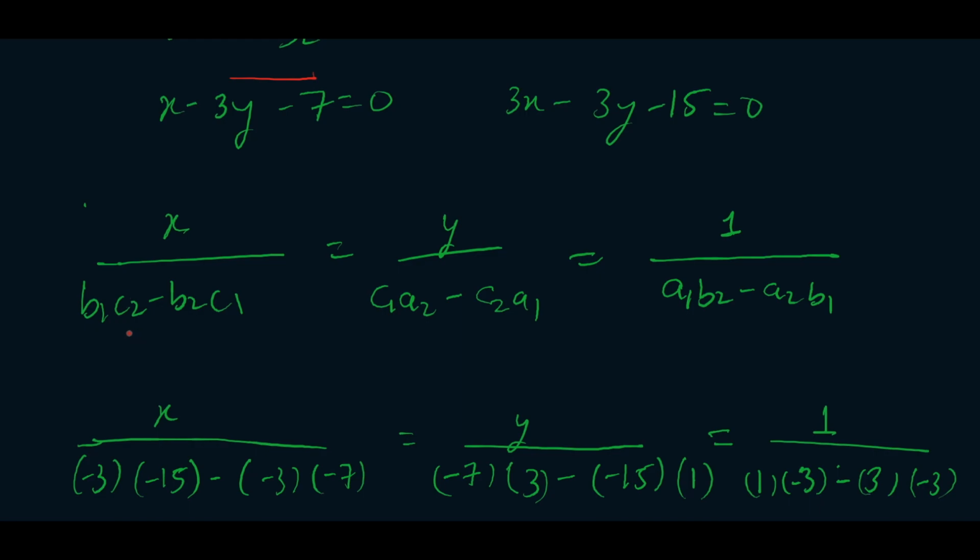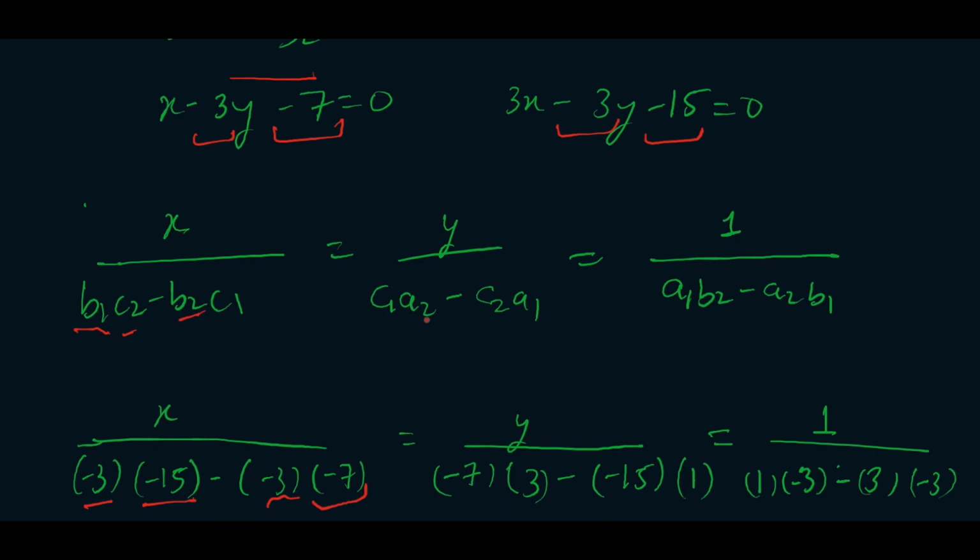So we know the formula for cross multiplication. It is x by b1 c2 minus b2 c1 equals y by c1 a2 minus c2 a1 equals 1 by a1 b2 minus a2 b1. Now we just need to put the values of a, b and c. So b1 here is minus 3, c2 is minus 15. So we write minus 3 multiplied by minus 15. Now minus b2 c1. So b2 is minus 3 and c1 is minus 7. So minus 3 multiplied by minus 7.